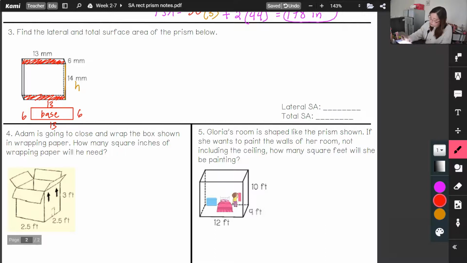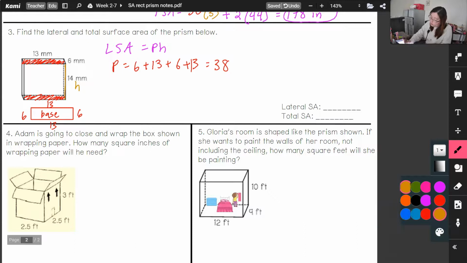Let's do lateral surface area first. Lateral surface area is PH. Perimeter, we're going to add together these sides. 6 plus 13 plus 6 plus 13. 13 plus 13 is 26. 6 plus 6 is 12. 26 plus 12 is 38.